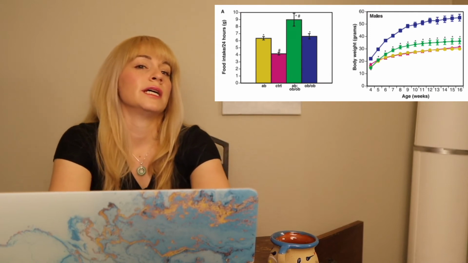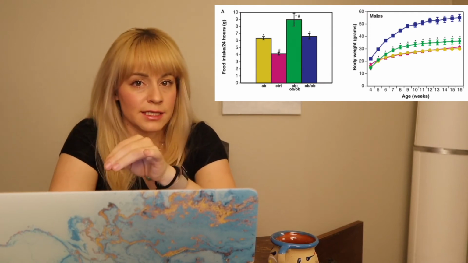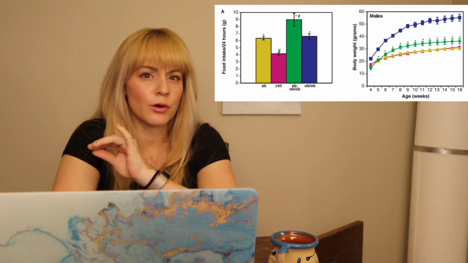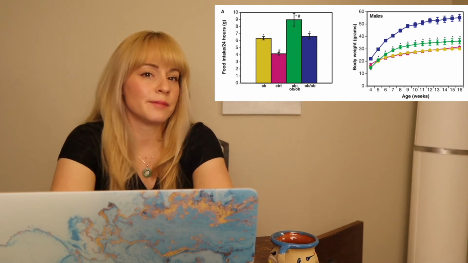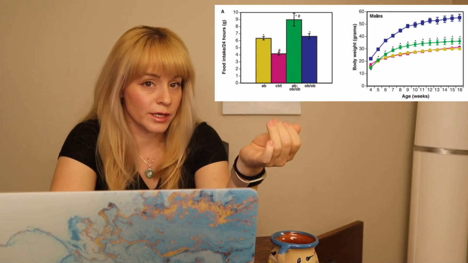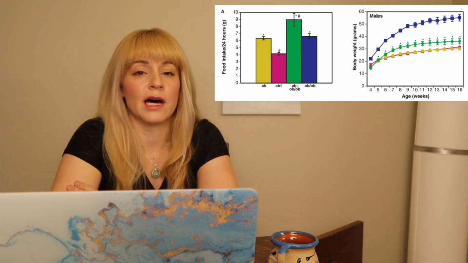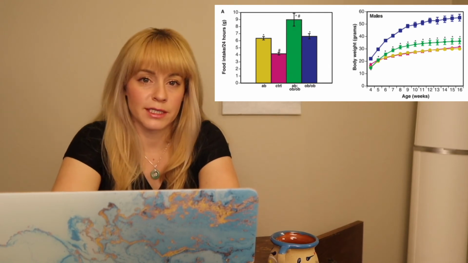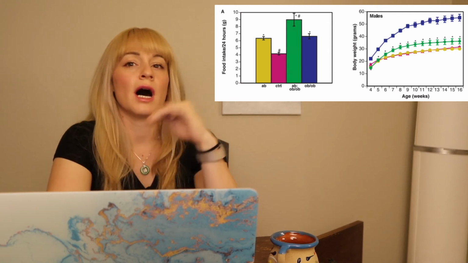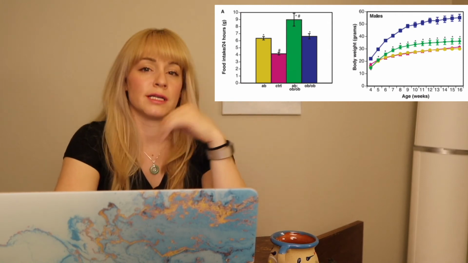Something to note is that leptin down-regulates SCD1. So this blue group not only lacks leptin, which makes them hungrier to start with, but they're also missing out on the SCD1 inhibiting properties of leptin. So higher leptin means lower SCD1.